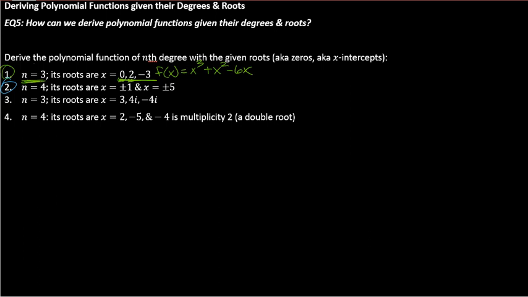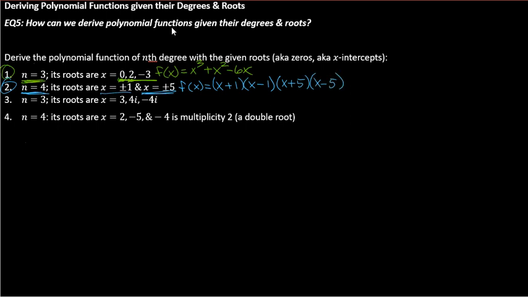Okay, so I need to match colors here. So n equals 4, so that means it's 4th degree, and its roots are plus or minus 1, that's 2 roots, and plus or minus 5, that's 3 and 4. Okay, so what I end up with is f of x is now equal to x plus 1 times x minus 1, that accounts for the plus or minus 1, times x plus 5 times x minus 5.